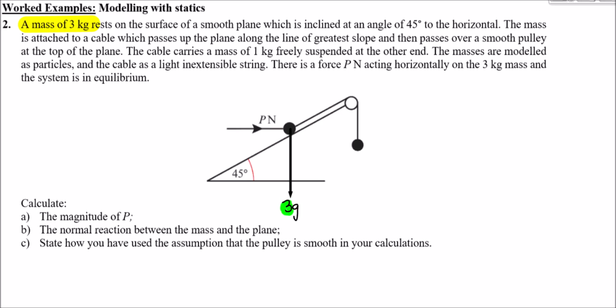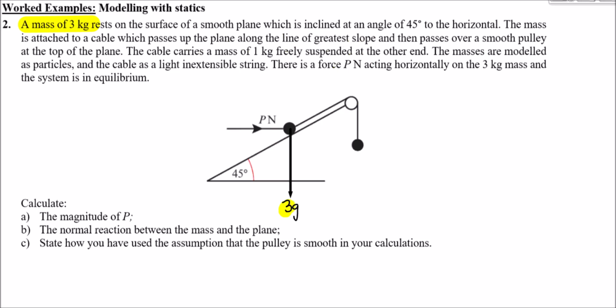What else do we need to add? So reading on. It's a smooth plane, so again no friction. It's inclined at an angle of 45 degrees to horizontal, which has been given. The mass is attached to a cable which passes up the plane along the line of greatest slope and then passes over a smooth pulley at the top of the plane, so this pulley's here. The cable carries a mass of 1 kilogram, which has been freely supported at the other end.